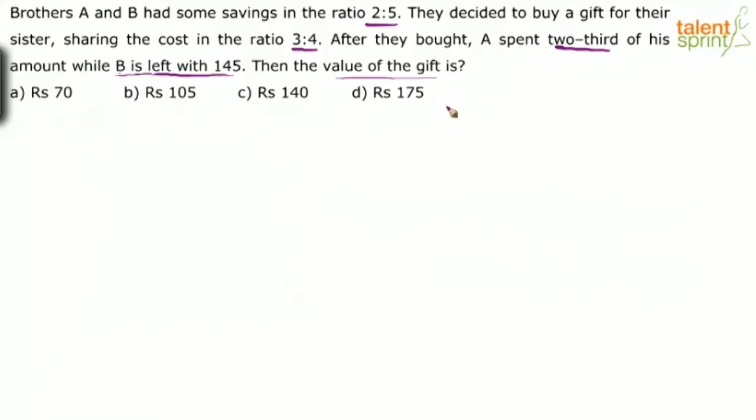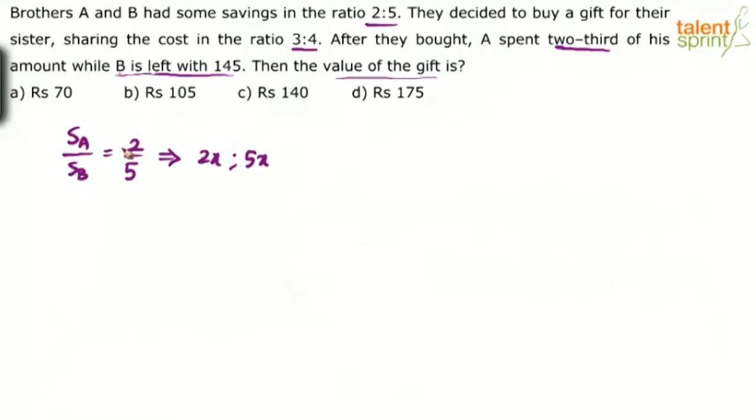Now there are two ways of solving it. Either write down the equations, solve them and find out the answer, or go by the options. Let us try both, right? See, brothers A and B had savings in the ratio 2:5. So savings of A by savings of B equals to 2/5. Can we take it as 2x and 5x respectively? Yes.